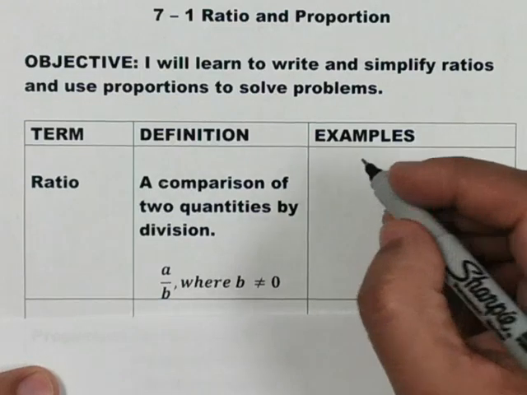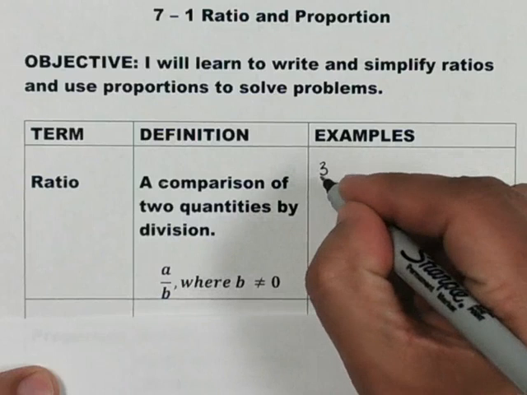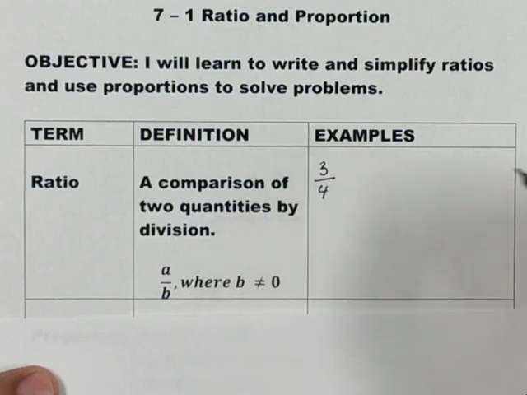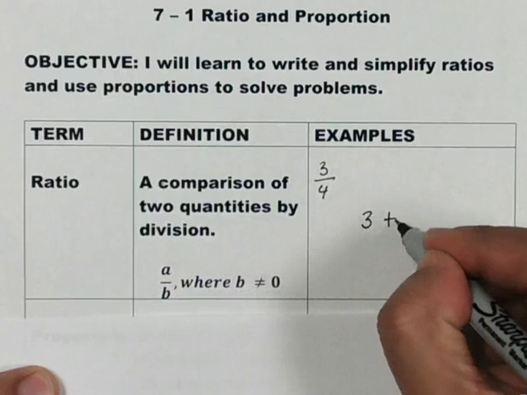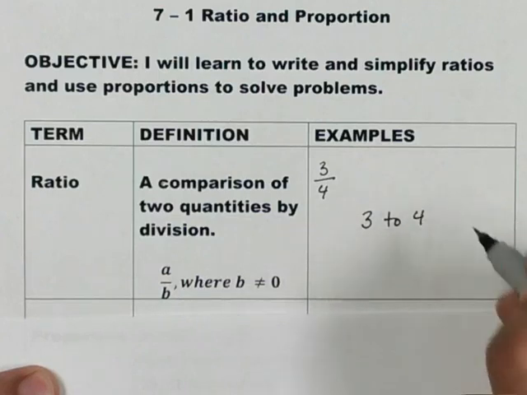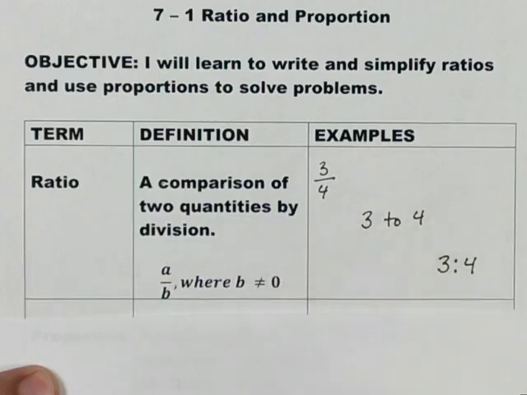And there's three ways to write this. So an example would be writing it as a fraction, 3 over 4. You can also write it as 3 to 4. And then the third way to write it would be 3 colon 4.